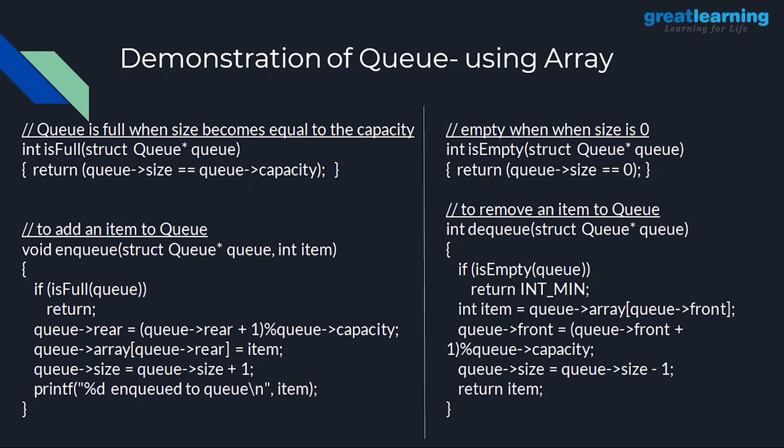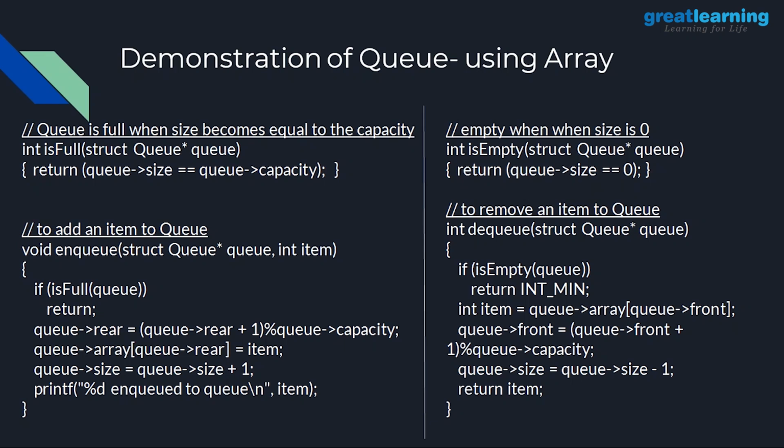Then we dequeue. That is the last operation that we are doing, removing an element from the queue. So first we check if isEmpty is false, that is, there are elements in the queue, only then we can remove. The underflow condition: if the queue is empty and we are trying to remove something, we can't. So this is the underflow condition that we are checking first.